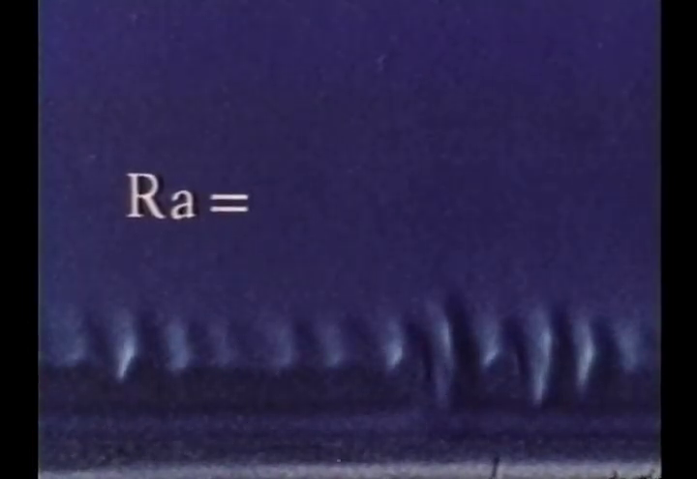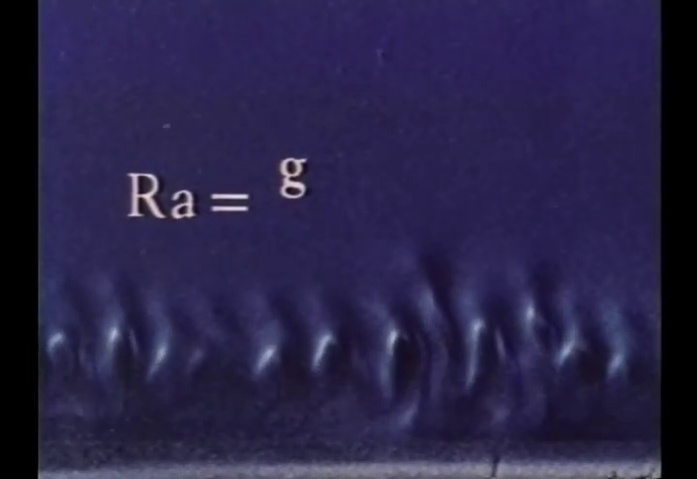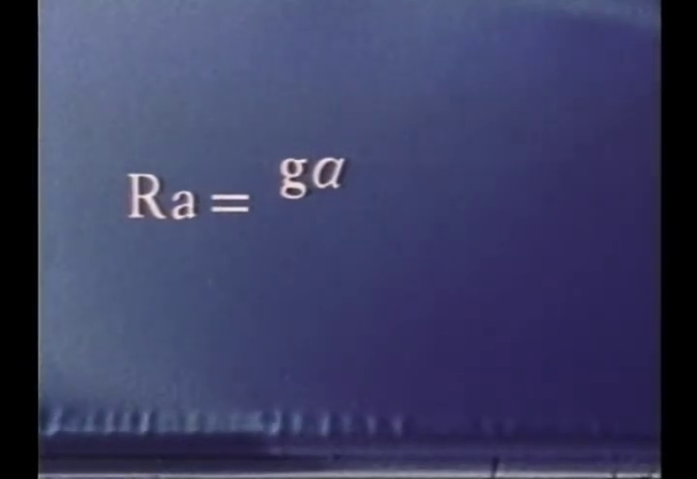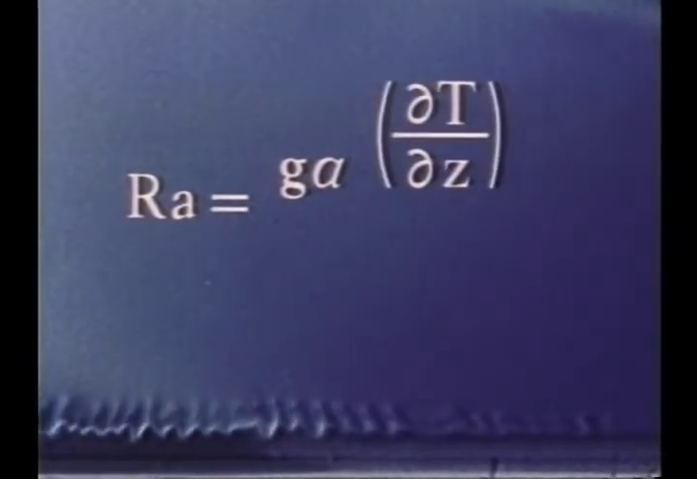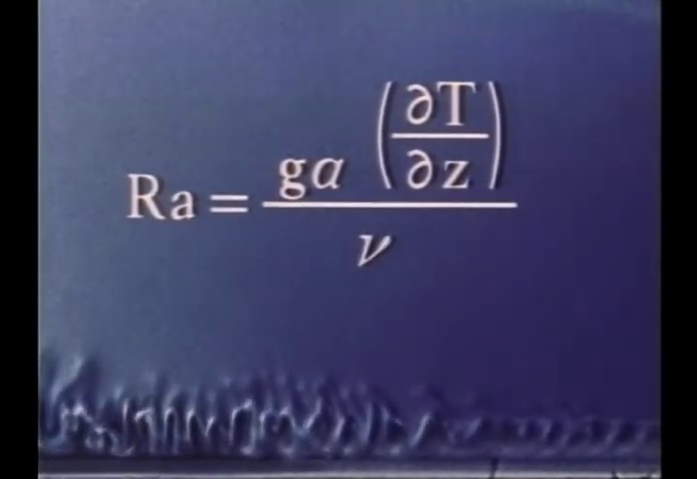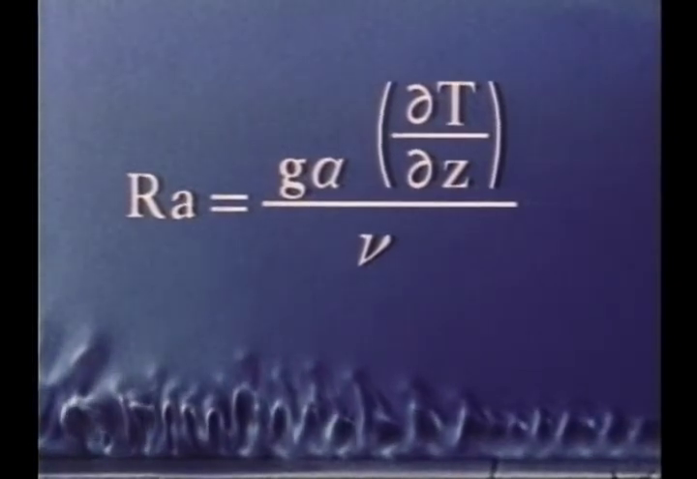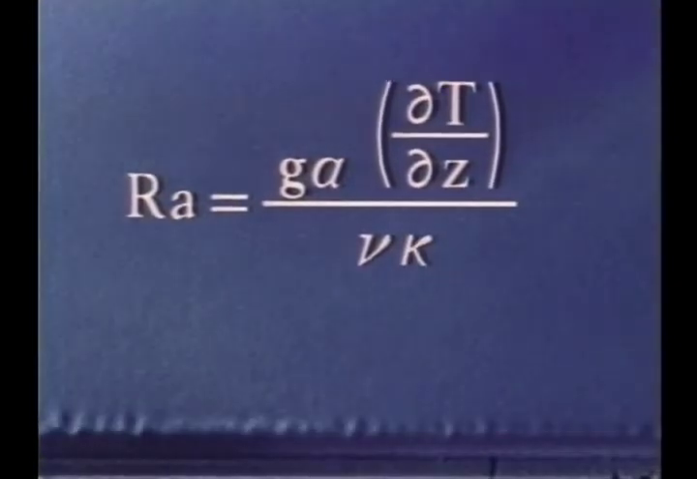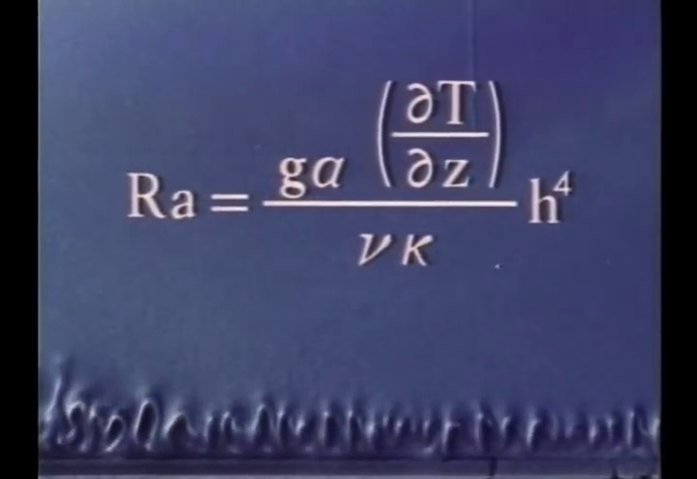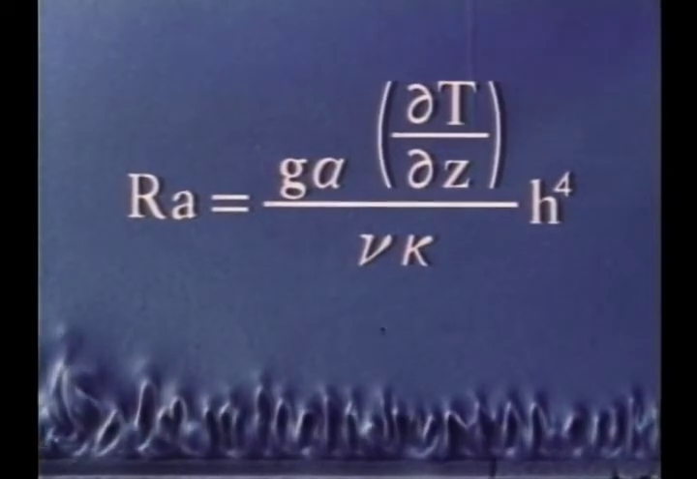The critical parameter is the Rayleigh number, which involves gravity, the thermal expansion coefficient, the vertical temperature gradient, and the effects which tend to prevent instability, viscosity and thermometric conductivity, and finally a length parameter h, such as the thickness of the fluid layer. Above a critical value of the Rayleigh number, a layer of fluid will be unstable.